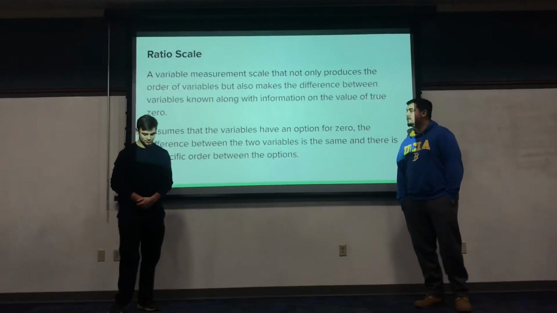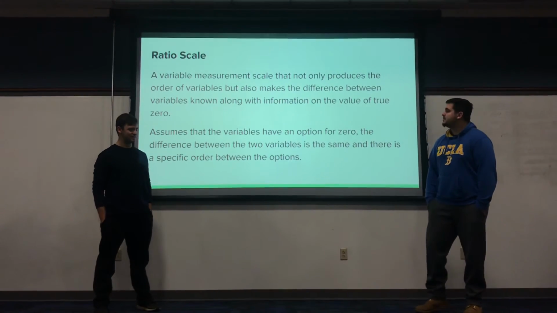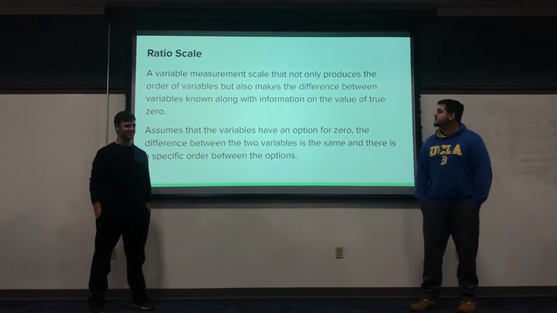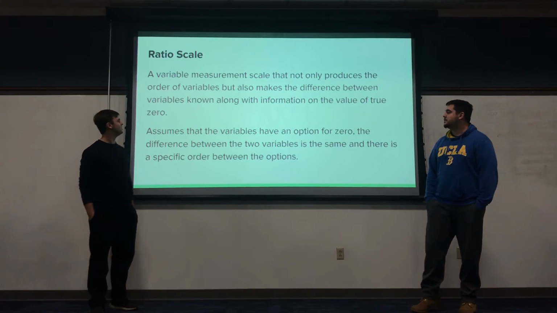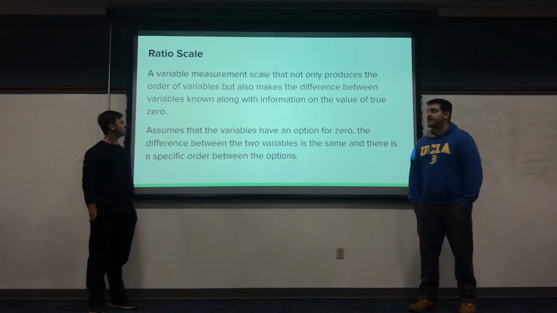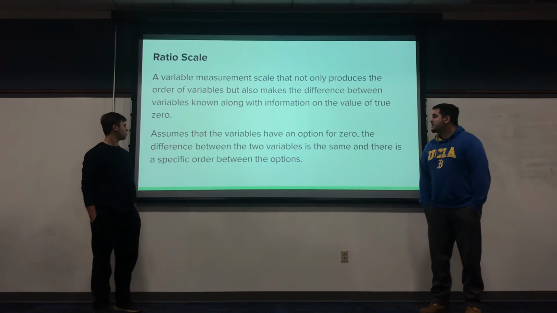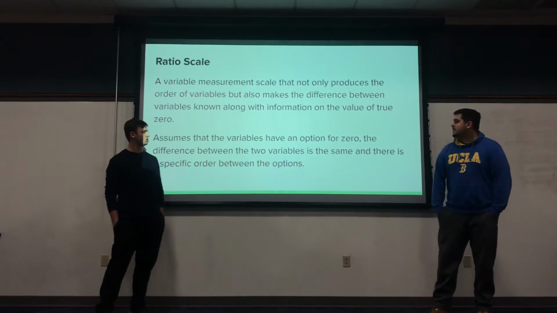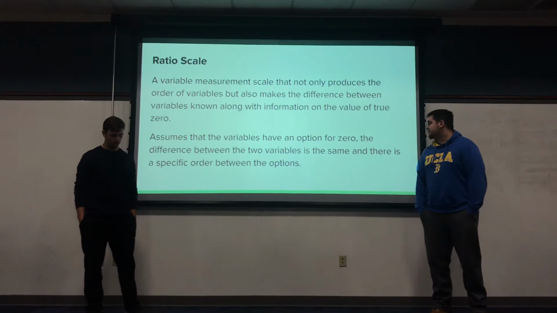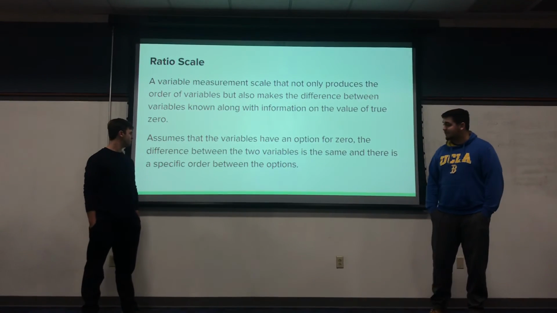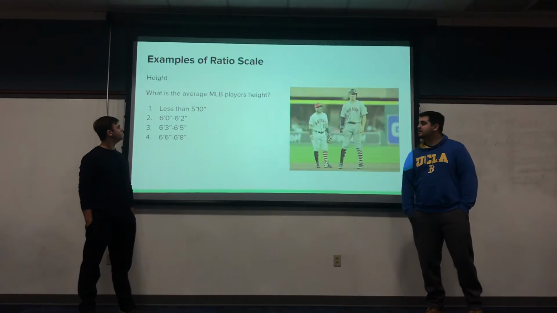Lastly, we have the ratio scale, which seems to be the most complicated. It's a variable measurement scale that not only produces the order of the variables, but also makes the difference between the variables known, along with the value of the absolute 0. So this assumes that the variables have an option for 0, and the difference between the 2 variables is the same, and there's a specific order between all the options.